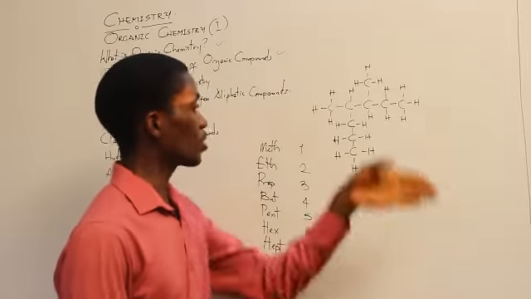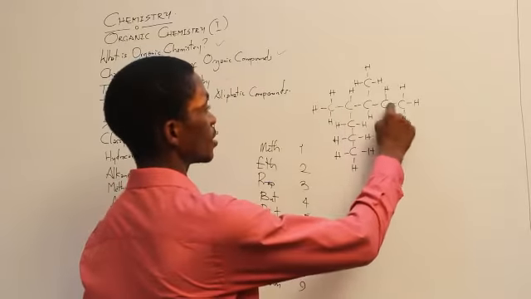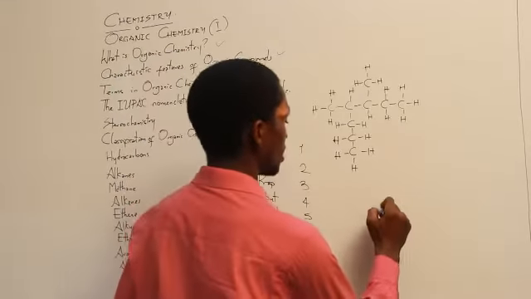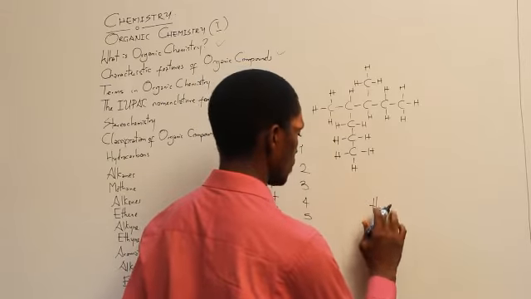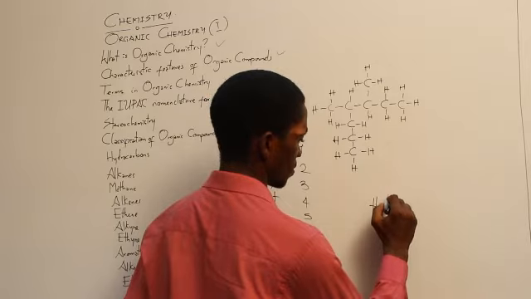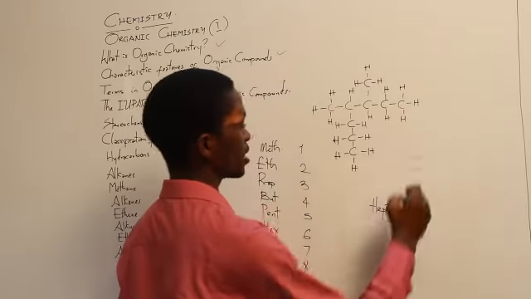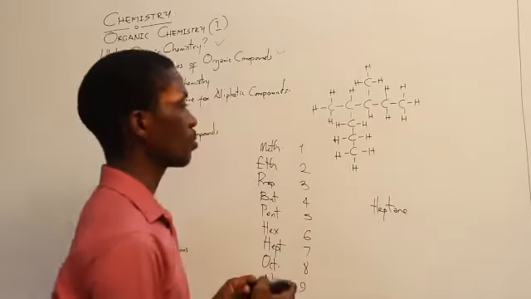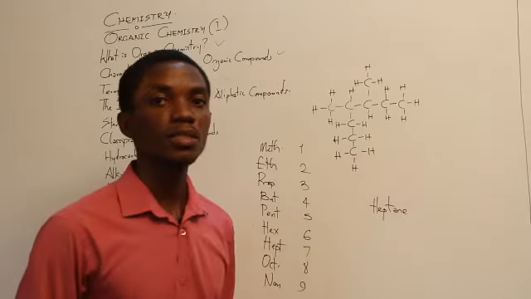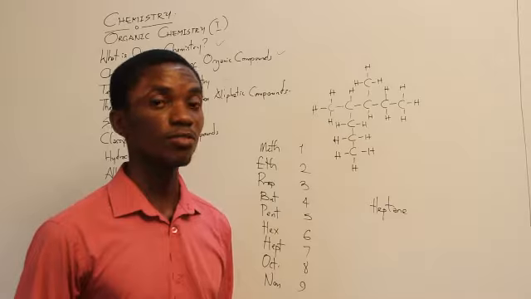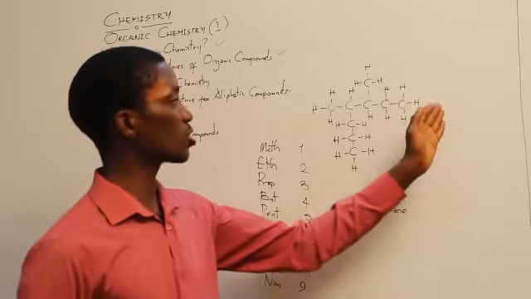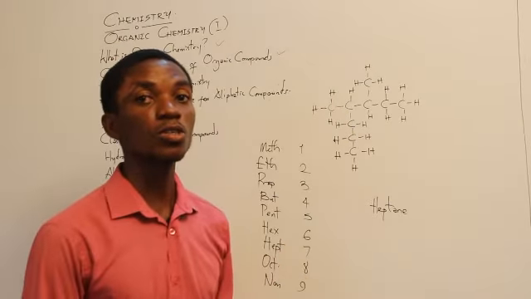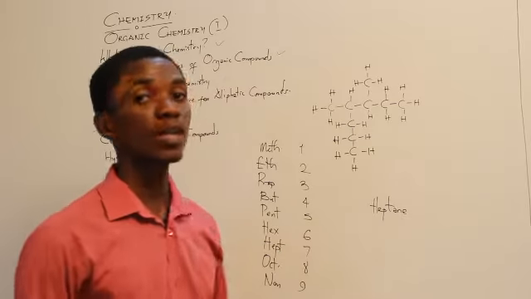So for this particular one, we can count 1, 2, 3, 4, 5, 6, 7 as the longest continuous chain. So I already know it is a hept. And I have concluded that it is an alkane family, so I can say it is heptane. But it is not just heptane. There are still other interesting features about it, because I've only considered the longest chain so far. I've not considered other chains, other connections to it. So it's time to consider other connections to it.